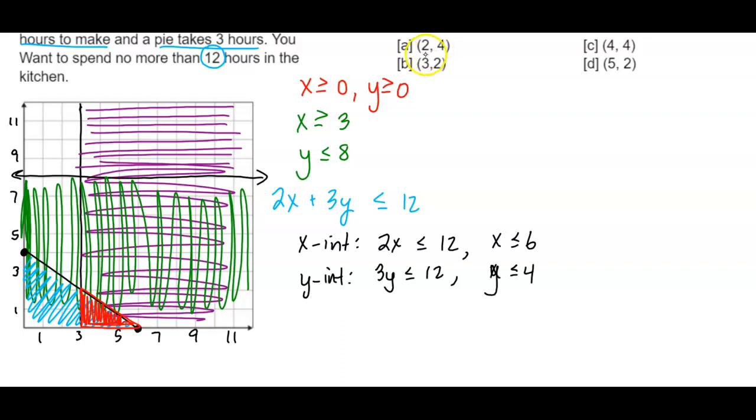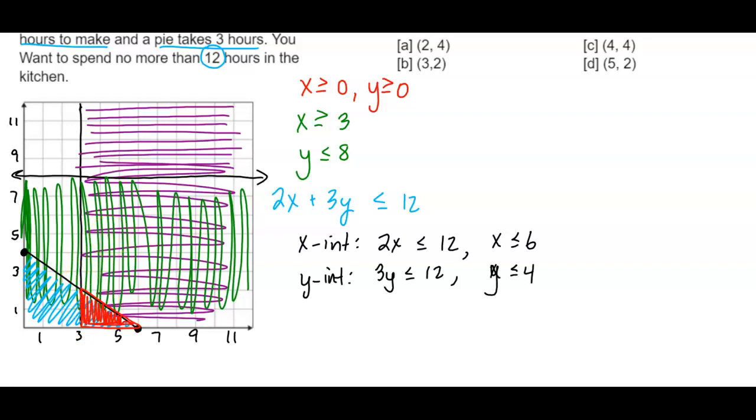So if we look at our choices, let's do 2, 4. That's 2 cakes, 4 pies. So if I go over 2 and up 4, that doesn't put me in that triangle. Let's try B, over 3 up 2. Now, it looks like it's not in the triangle, but actually it is. Remember, all of these inequalities are equal to, so they can land on the line as well as inside the shaded region. 3, 2 is actually on the line.